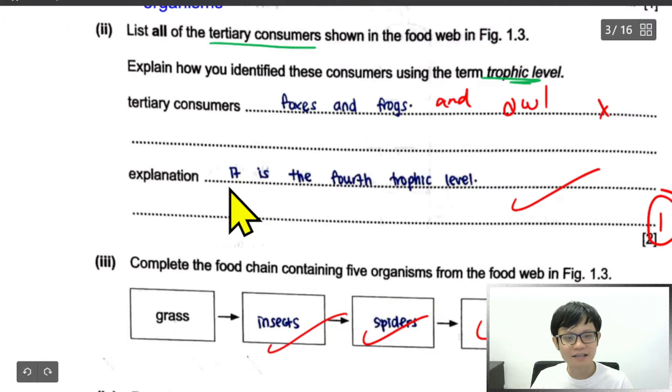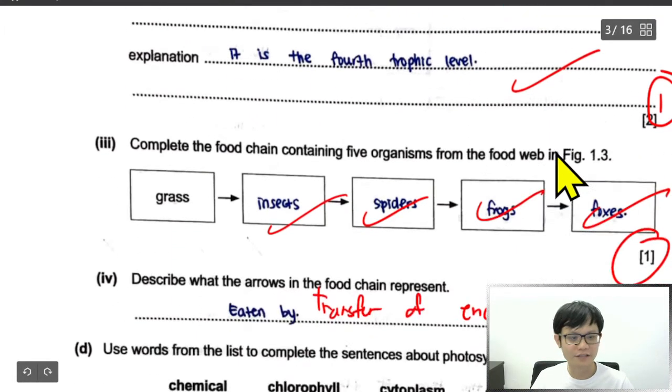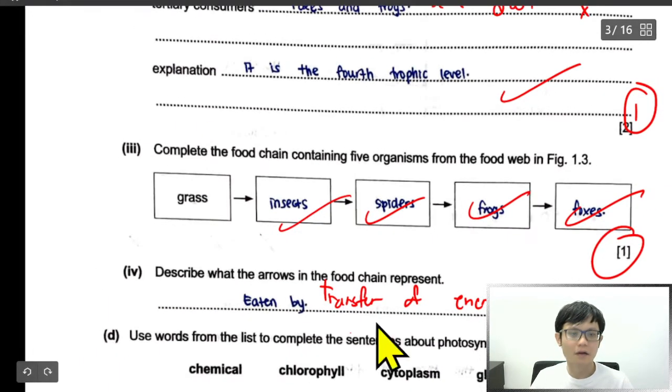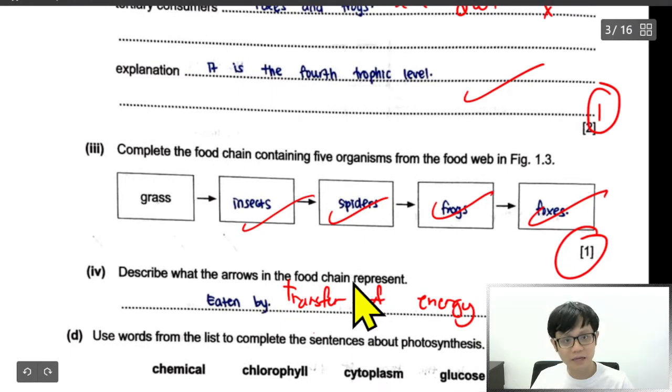Explanation: it is the 4th trophic level, correct? So you get 1 mark. This one was wasted. Actually in science, I think most students lose marks not because they don't know how to do it, but maybe because of mistakes. Need more practice. Complete the food chain. Very easy. You get 1 mark.